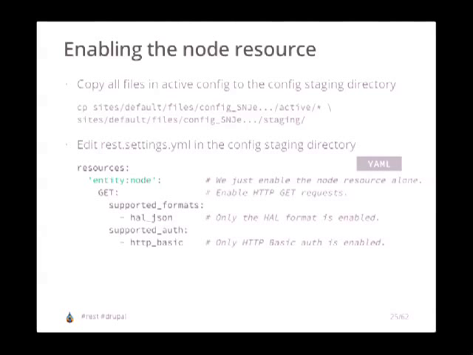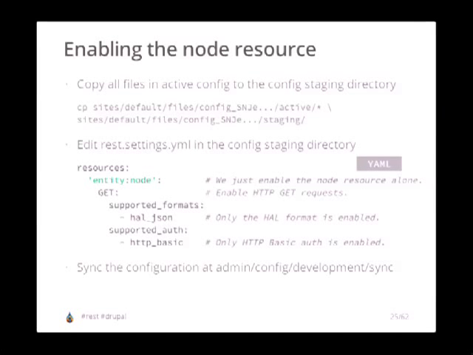And so what we're defining here is I want to have the node entity exposed for GET requests. And the supported format I want to deliver is HAL.json in this case, nothing else. And for authentication, I would like to use the HTTP basic authentication module. So the format of the config file is not really complex. There's also documentation already on Drupal.org, and with that example, you're basically done configuring that plugin.